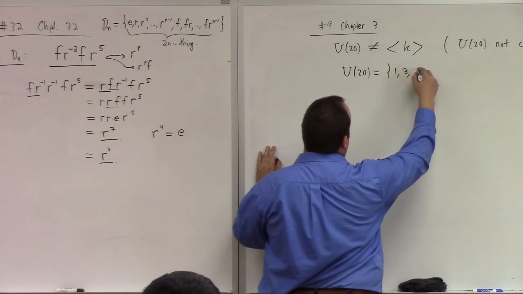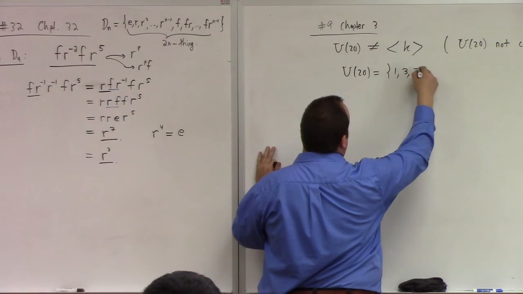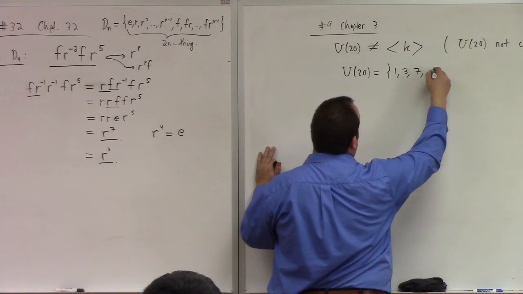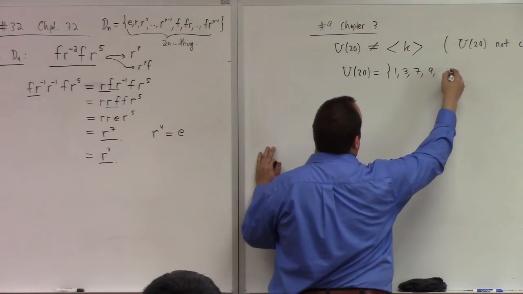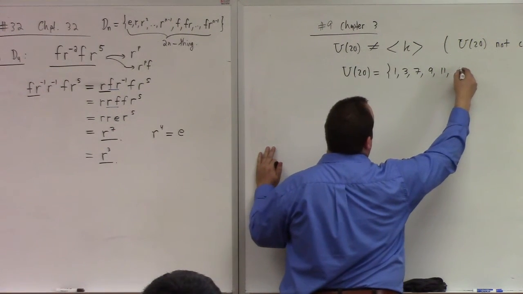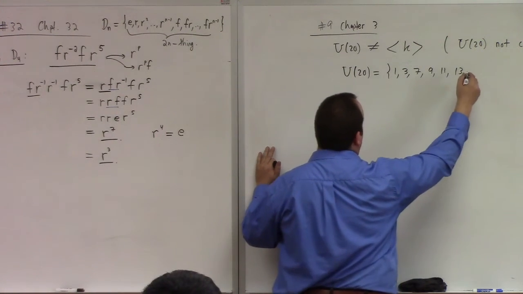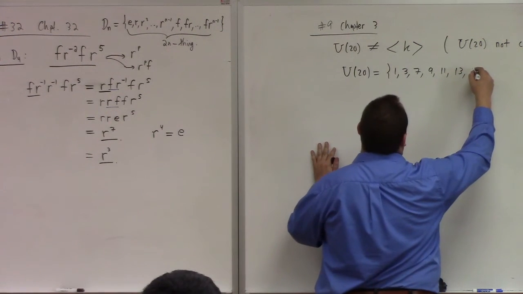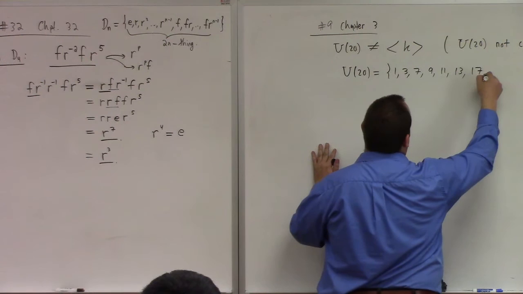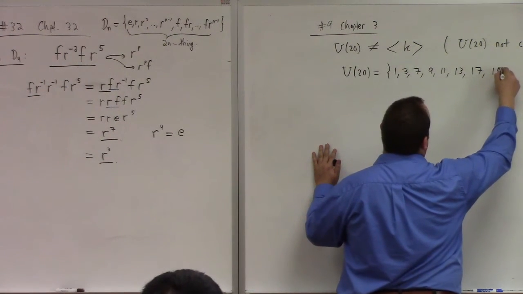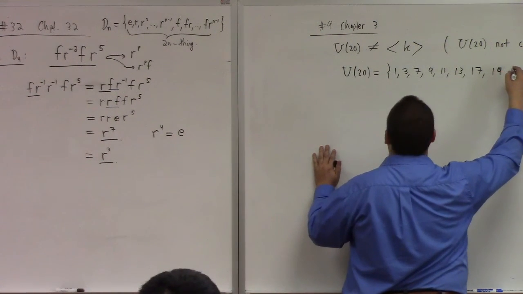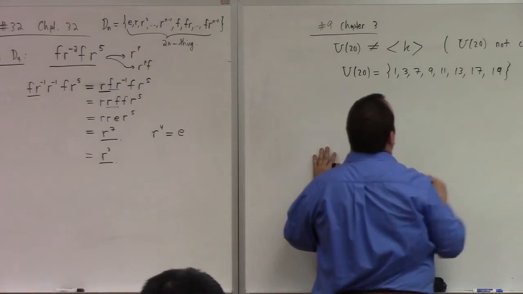3, 7, 9. Not 18. I can't take 18 because 18 has 2 as a common factor.